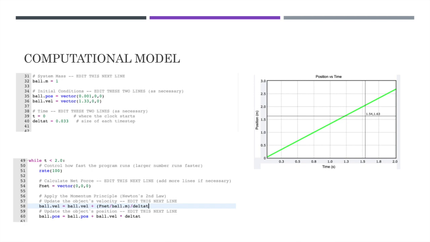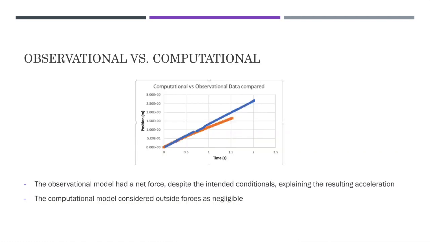So as you can see, the observational model had a net force despite the intended conditions, explaining the resulting acceleration, and the computational model is more straight because it did not take into account any outside forces. So for my final questions, what if the axes were oriented differently?